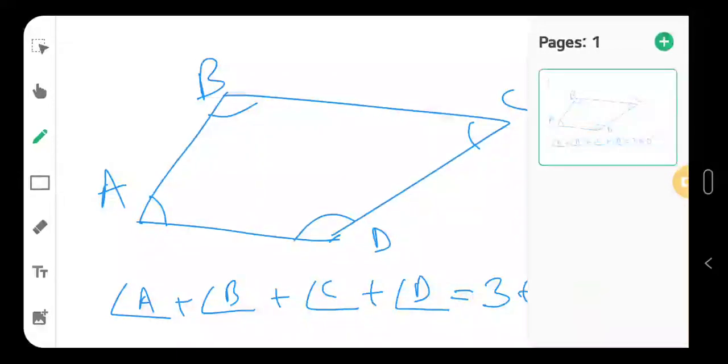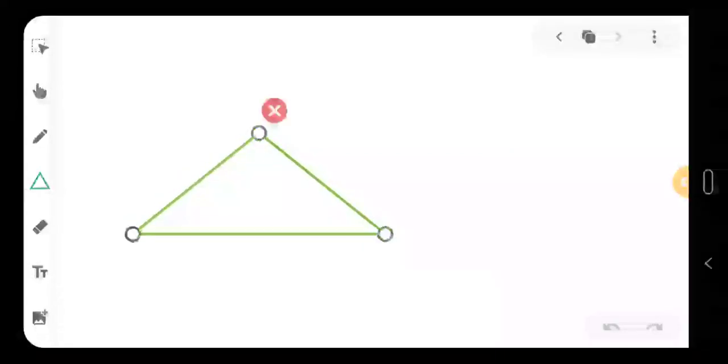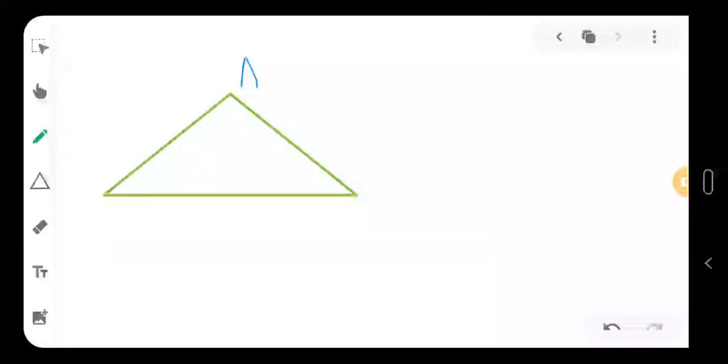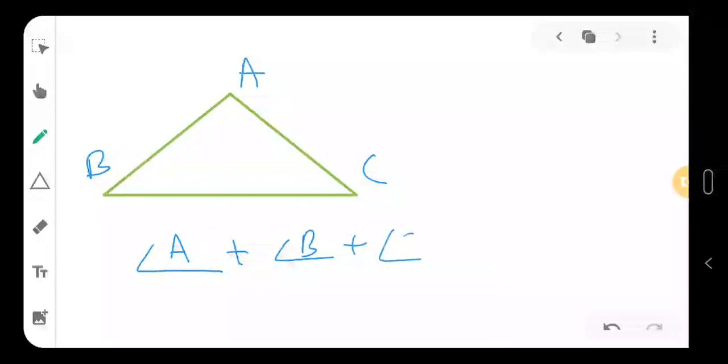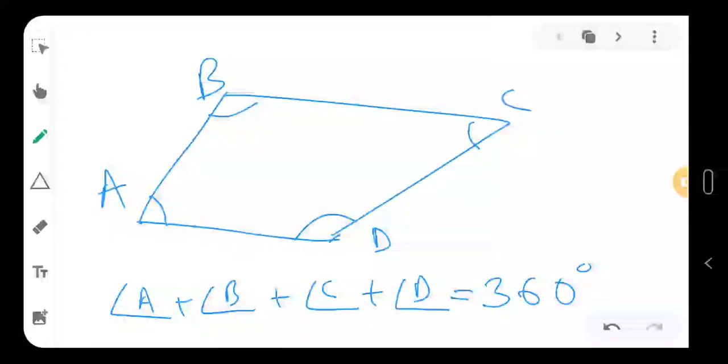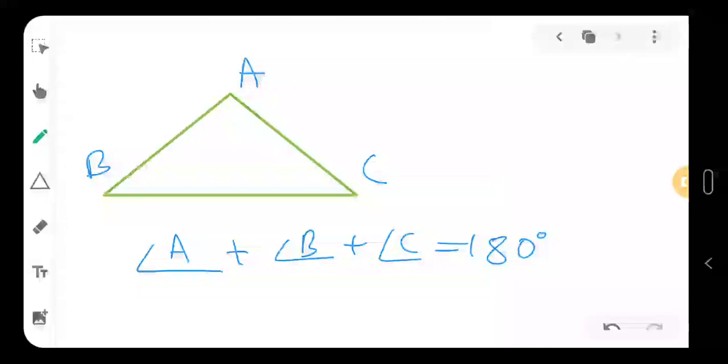Similarly, in case of a triangle, the sum of all angles A, B, C will be 180 degrees. Now, two things are there. One, the 4 angles of a quadrilateral add up to 360, and in case of a triangle it is 180.